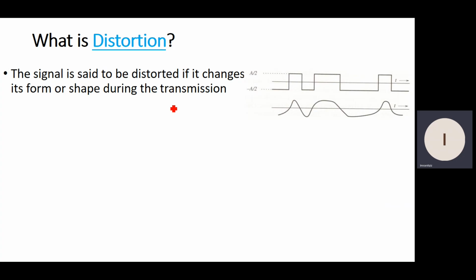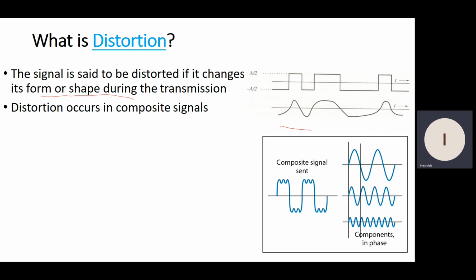So what is distortion? Distortion is when a signal changes its form or shape during transmission, we say that the signal is distorted, as you can see over here. And this distortion mainly occurs in composite signals, as we know that a practical signal is normally composed of a lot of other signals.